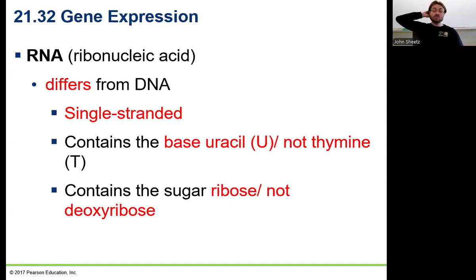So this is a one-for-one replacement. Thymine is replaced with uracil in RNA, where thymine would normally bind, a uracil binds instead. And again, the sugar is ribose, not deoxyribose. That's why it's RNA, not DNA.